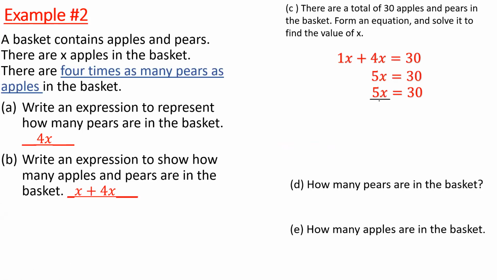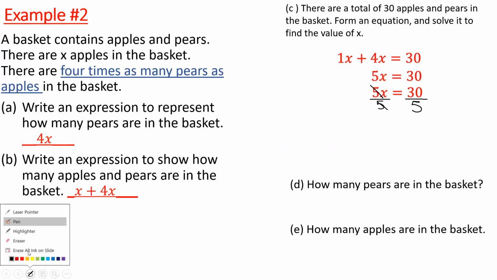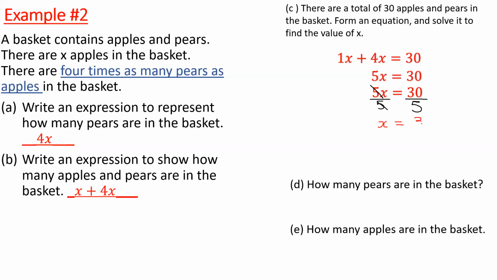That's all. We divide both sides by 5, right? Okay. And what do we do at this point? Cross out the 5s, very good. So this 5 cancels with that 5. So we get that x is equal to what? 30 over 5. Very good. x equals 30 over 5.